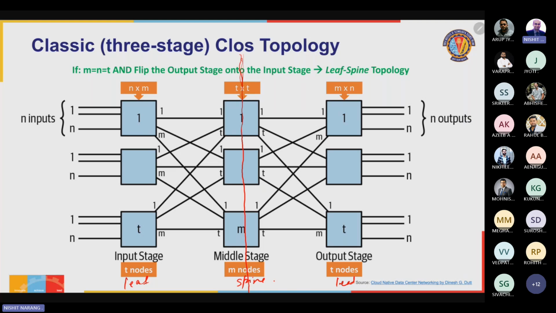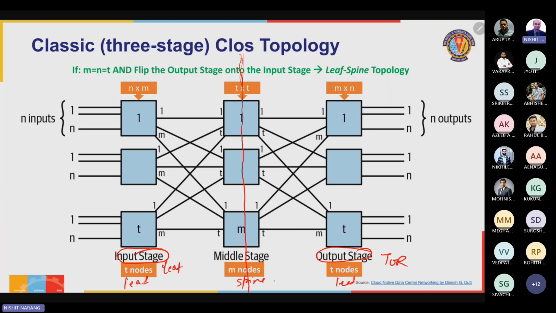Because in our case, all we have to do is to treat all the input stage nodes as leaf switches, which are top of rack switches. Similarly, these are also top of rack switches. And the middle stage is acting like a spine. It's the backbone, which is connecting the input stage to output stage. In our leaf spine topology, the spine is acting as a backbone connecting all leaf nodes together.